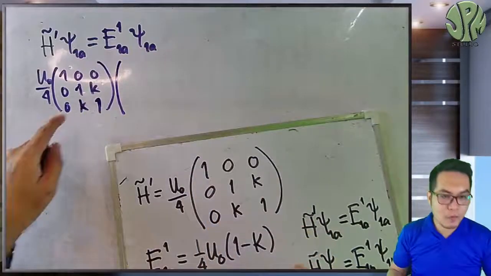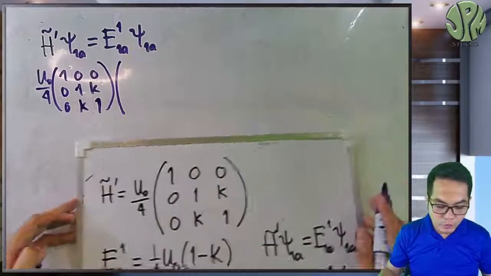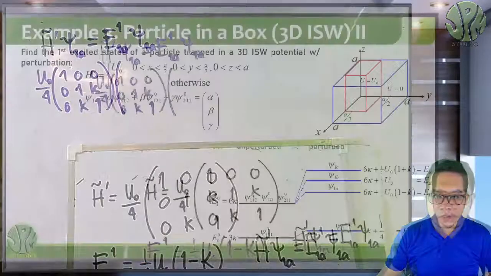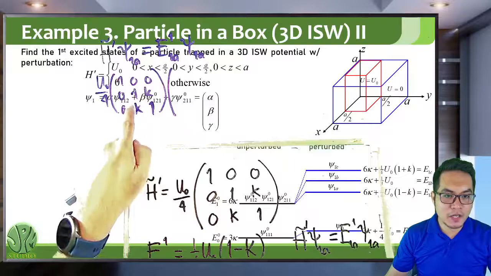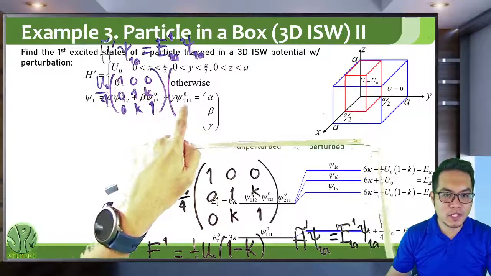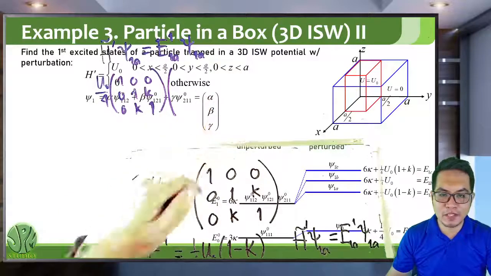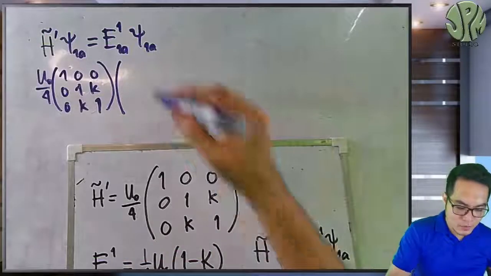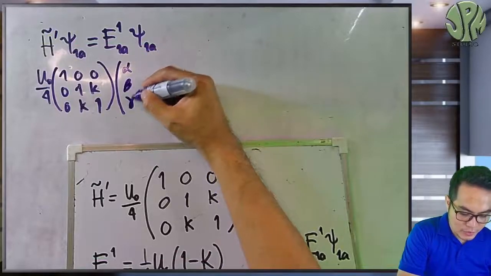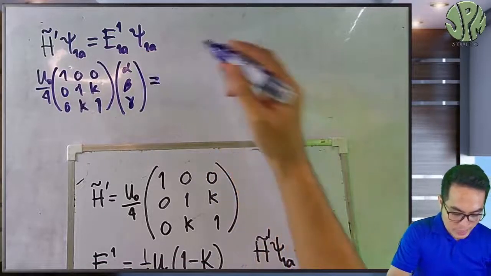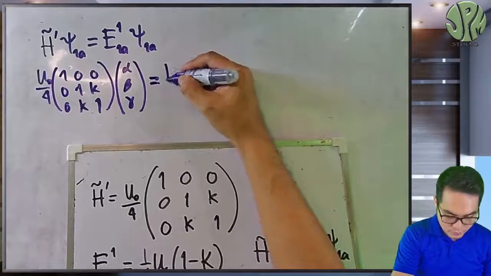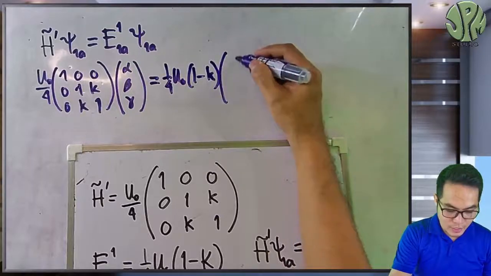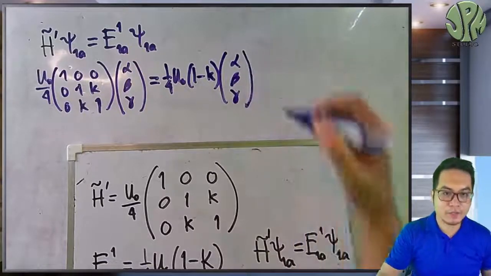And our psi1a, we don't know its elements. If you will recall, our psi1 should be a linear combination of psi112, psi121, and psi211, or in matrix form, it's alpha, beta, and gamma. So we need to solve for alpha, beta, and gamma. And E1A1 is 1/4 u naught, 1 minus k, and then alpha, beta, gamma.